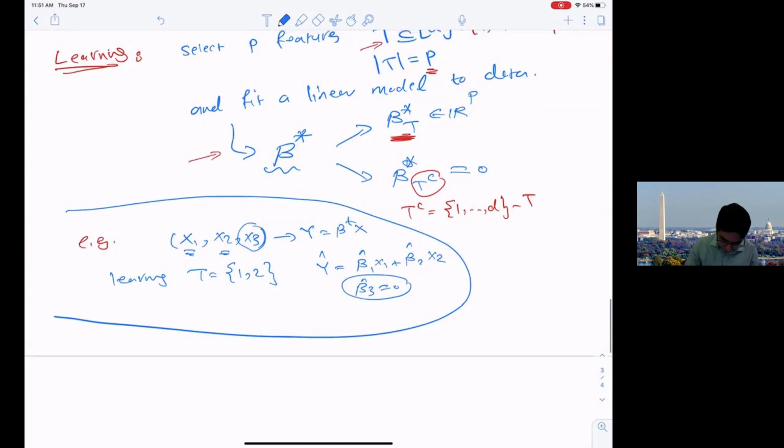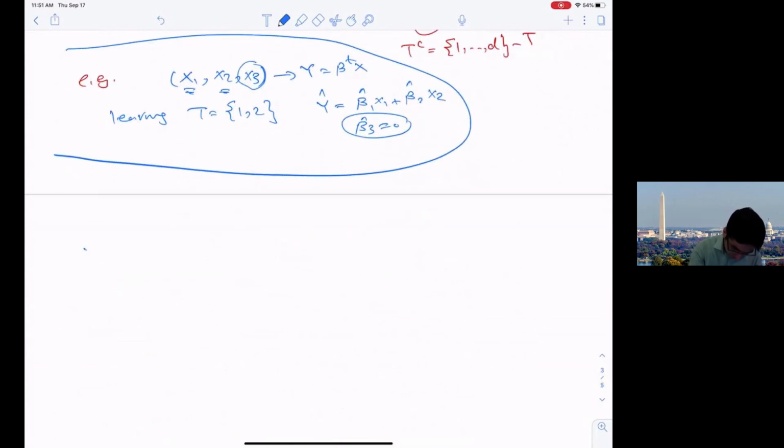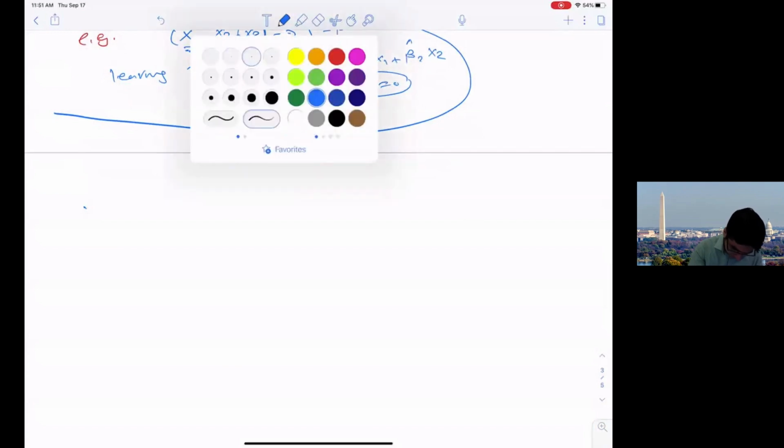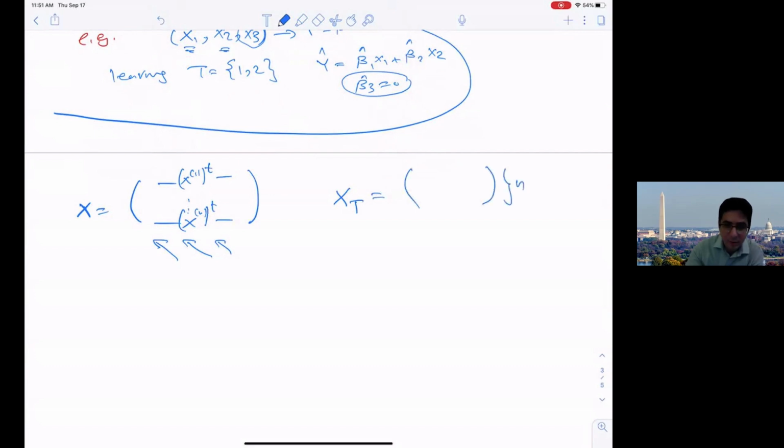Okay, so again, just to remind, this X is my input matrix. I have x1 transpose to xn transpose. And I'm going to define X_T when I'm just focusing on the T columns here, the features that I'm using. So this X_T, again, is going to have n rows. I have the same number of samples as before, but it is going to have T columns, basically P columns. And here I'm keeping only the features represented in T in my columns. So that's the notation that I'm going to use.